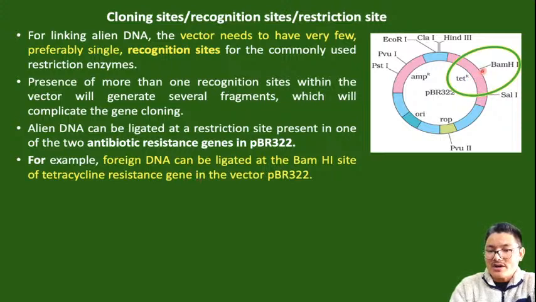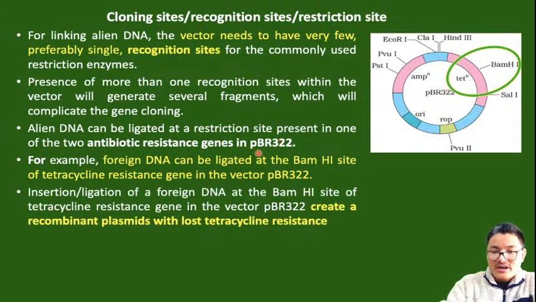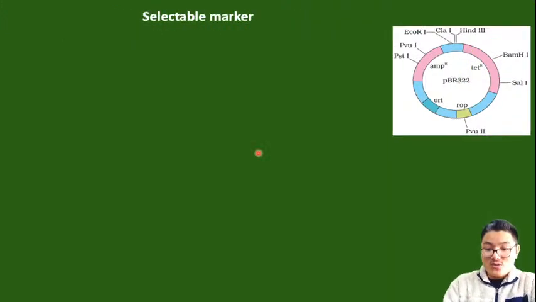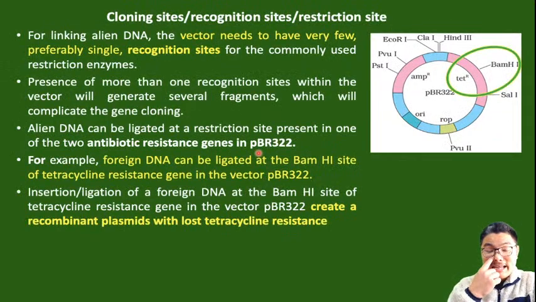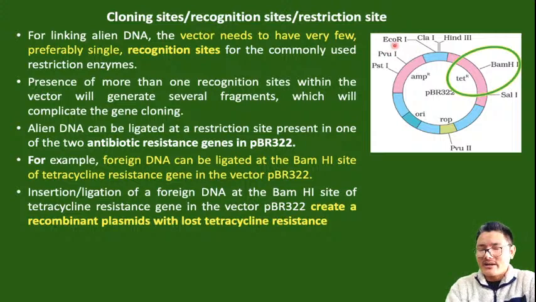But we can join at BamHI. How? In order to join, we are going to cut the DNA. We'll be discussing that in the next classes. But what we have to understand here is that we have so many cloning sites for different restriction enzymes. We already know what is meant by EcoRI. EcoRI is a restriction enzyme, and likewise we have all these different restriction enzymes.